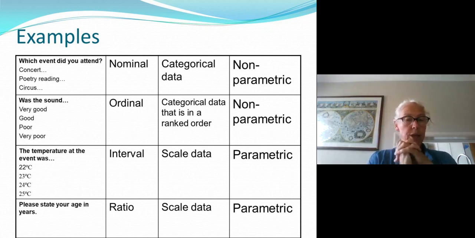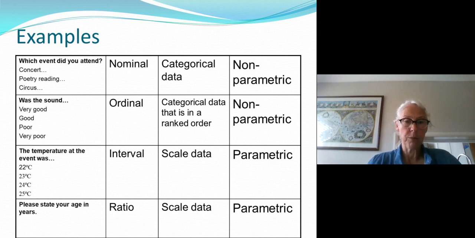Then you've got something where people reflect on an ordinal scale. So was the sound very good, good, poor, or very poor? So this is ordinal data. Okay, it orders people's perception of that sound. And it's basically categorical data that's in a ranked order, and it's also non-parametric.